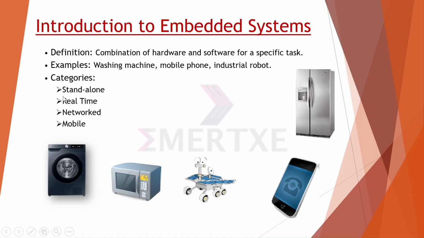Categories of embedded systems are standalone embedded systems, real-time embedded systems, networked embedded systems, and mobile embedded systems. Mobile embedded systems, as we all know, are the smartphones we use in today's world. Networked embedded systems are those systems which can be operated within a network. Real-time embedded systems are like airbags in our car that operate in real time.